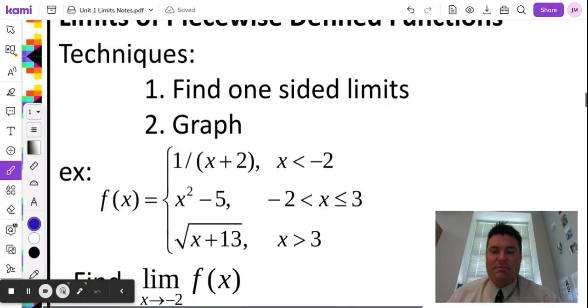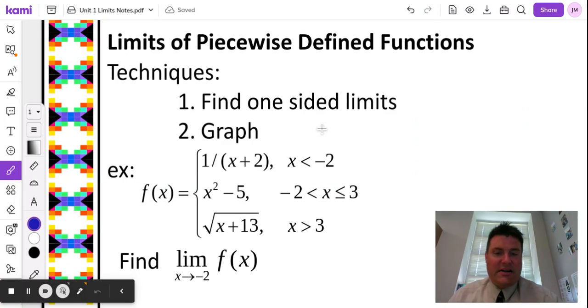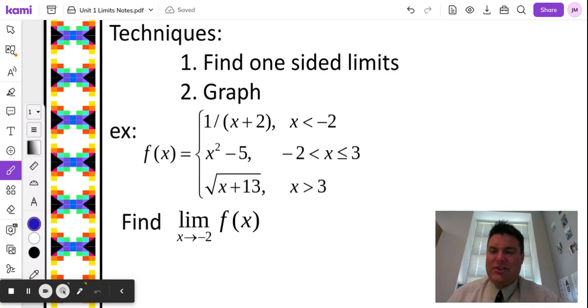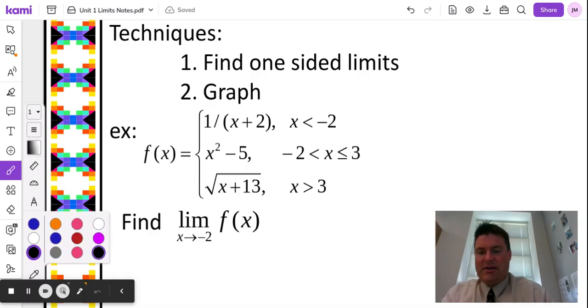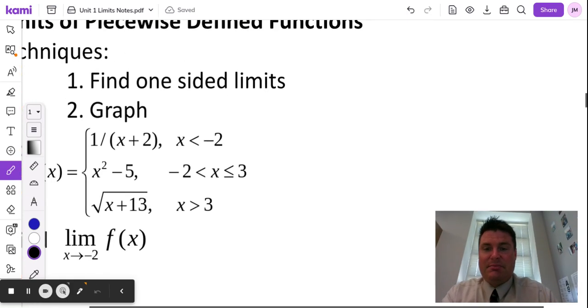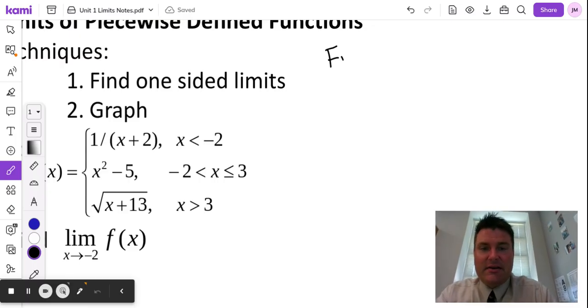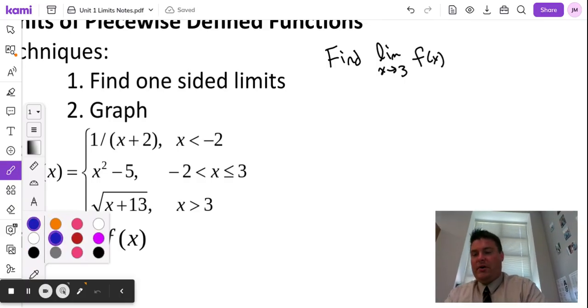Now let's go ahead and talk about some piecewise functions here. A couple of ways to do it is you can find one-sided limits or you can graph. I prefer not to graph because the AP exam doesn't ask you to graph. So I like to just go ahead and find the one-sided limits. But before we get to that bottom one, I do want to add an example. Let's go ahead and find the limit as x approaches 3 of f of x. So let's go ahead and add this example. And now we'll go ahead and solve through this example.